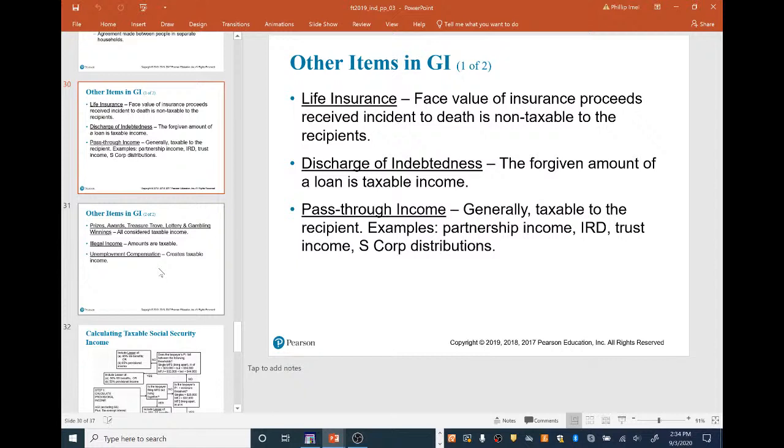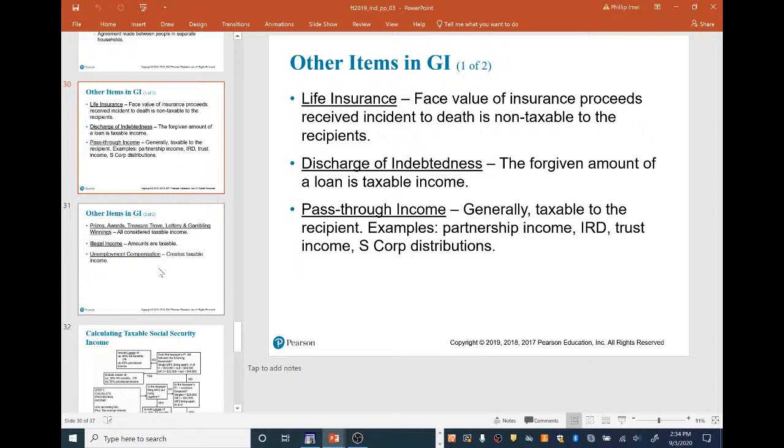Okay, next let's talk a little bit about discharge of indebtedness. This is the forgiven amount of a loan, which is going to be considered taxable income. So once again, generally the forgiveness of debt is included in gross income. The exceptions to this general rule exist for bankruptcy and certain other insolvency situations.